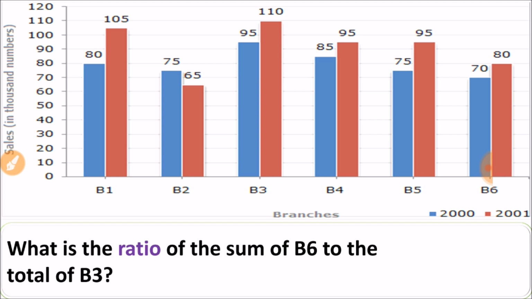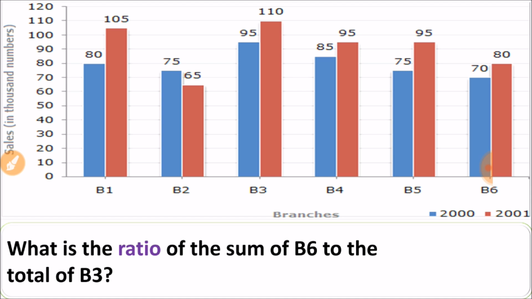And we have to find the ratio, right? So numerator we already got, 150. So it becomes 150 divided by. Now the denominator we need to find. What is the denominator? They just give you a clue. It is the sum of B6 to that of the total of B3. So what is the denominator, B3? B3 is 95 plus 110. So B3 value 95 plus 110, it is 205. So what is your answer? 150 divided by 205. Okay.